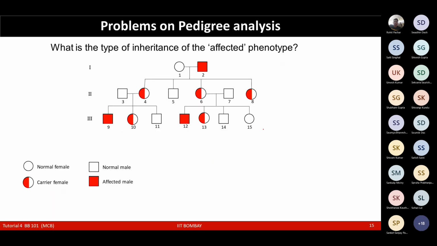So what is the type of inheritance of the affected phenotype? Based on this diagram, tell me in the final generation what is the type of inheritance? In the first generation, you can see there is an affected male mating with a normal female, and in the second generation we have different progenies in which we have the carrier female. A carrier female is a female who carries the trait from one generation to another. And in the third generation, we are getting an affected male and again a carrier female.